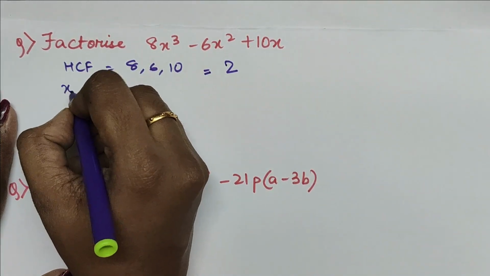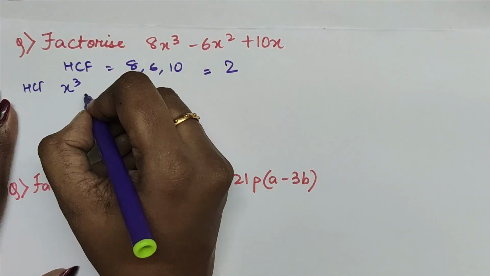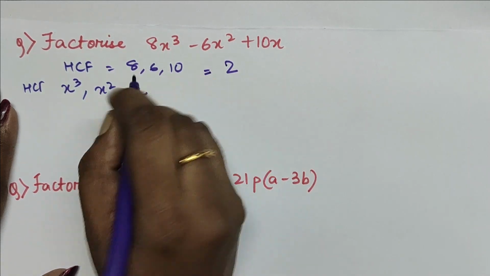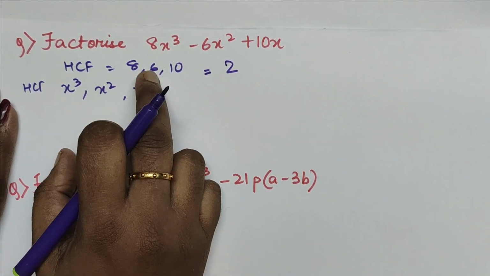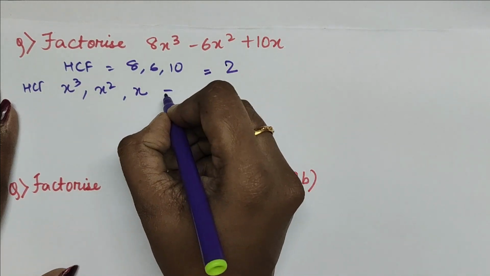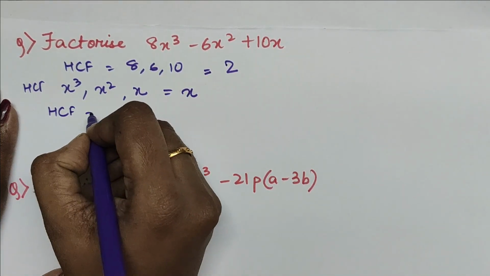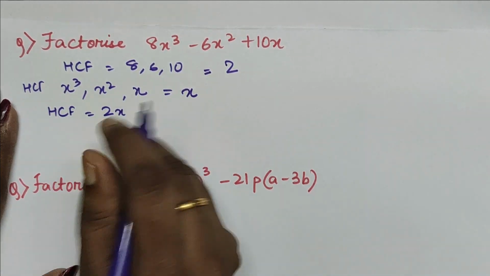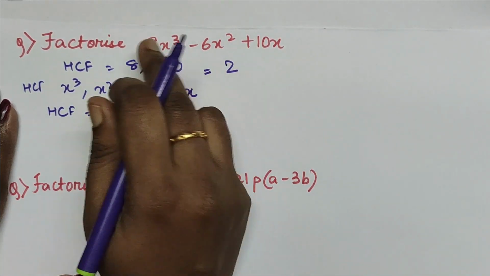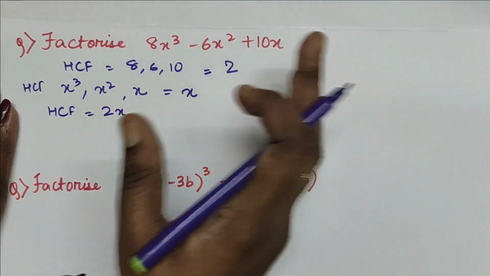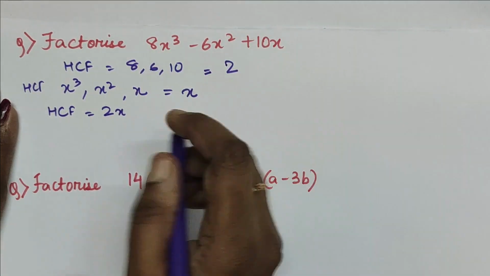Then what will be the highest common factor of these terms? You can see power 3, power 2, power nothing, meaning 1. So here we will take only one time. So what becomes our coefficient? 2x, 2 into x multiplied. So how do I factorize? I have to take 2x common and then put the rest of the terms in the bracket.